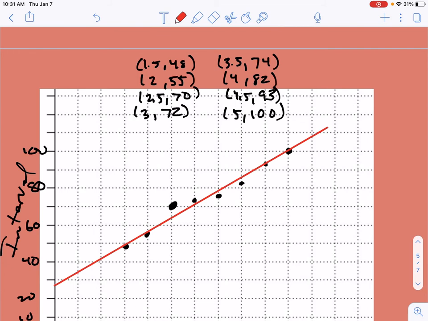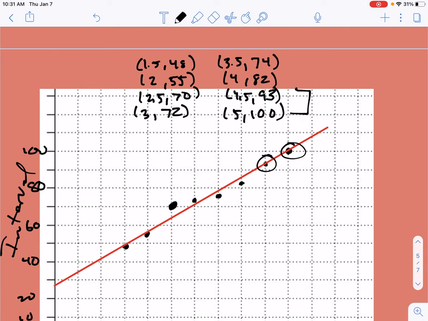Now you'll notice that on this line, I have 2 points that fall on the line. I've got this point and this point. So we're going to use those 2 points now to find our slope. Because remember, we determined that if we can find our slope, then we can use y equals mx plus b to figure everything else out.